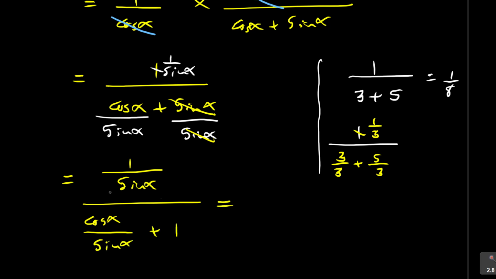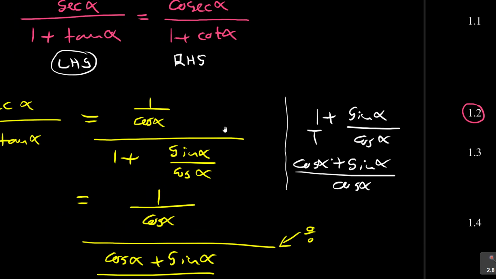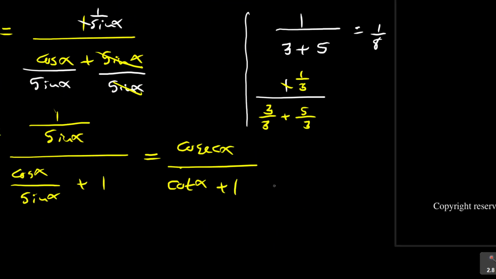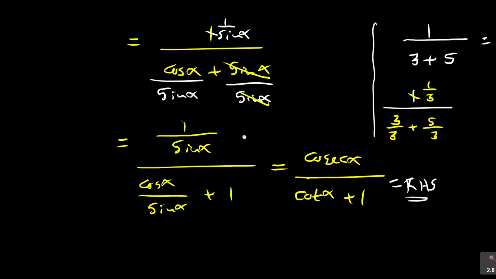That's where I was saying at this stage, 1 over sine alpha is what? It's cosec alpha, over cos over sine, which is cot alpha plus 1. Then if you look at this, cosec over cot alpha plus 1, this is our what? This is our right hand side now. So you can prove that this is equal to the right hand side. So that's how you could have proved this. See that? So there were ways you could have done that.